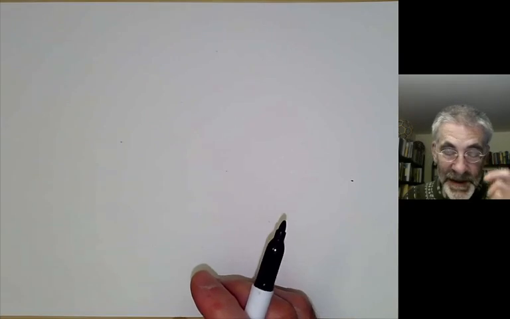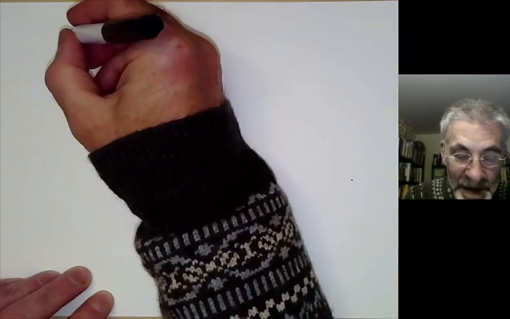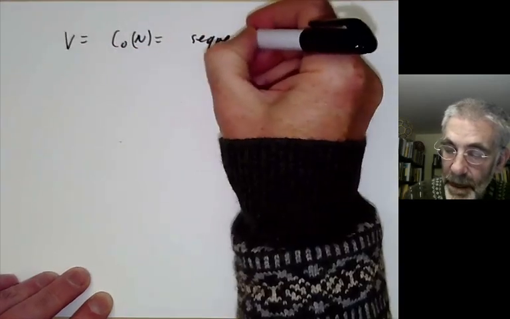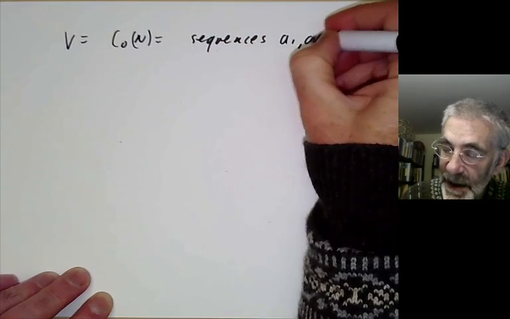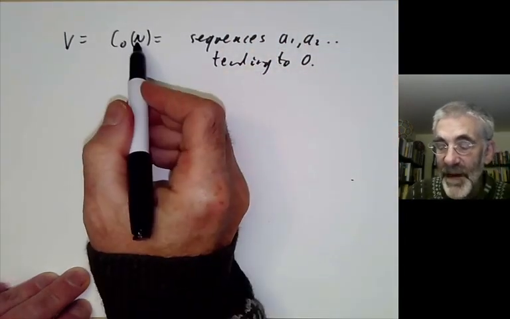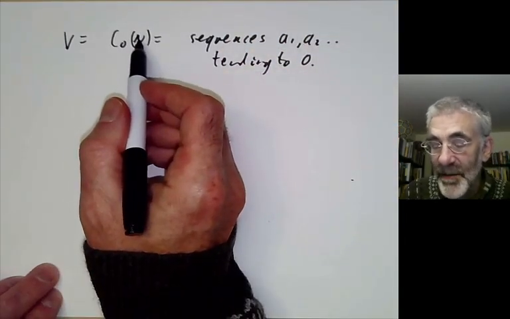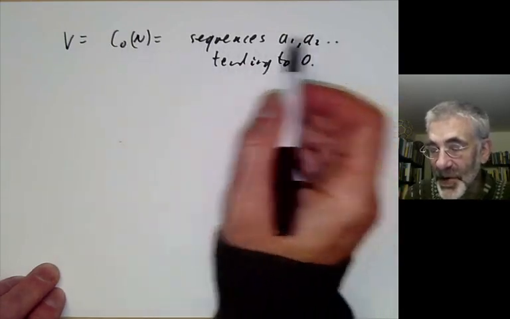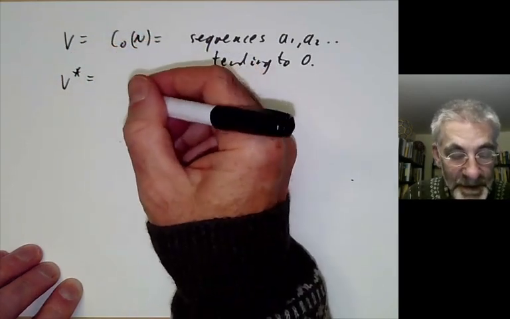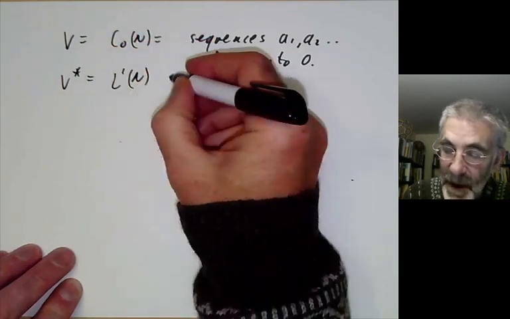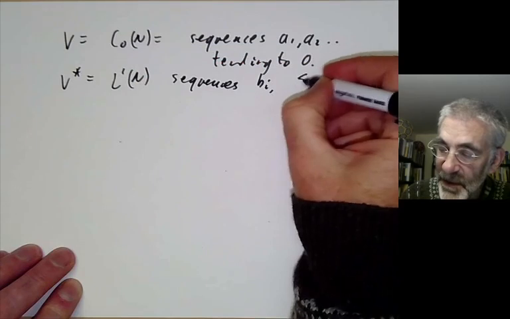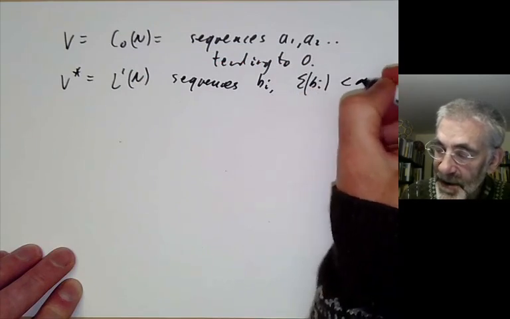However, even if you put a nice topology on them, this can still fail. For example, if you take V to be c_0 of N, which is sequences a1, a2, and so on tending to 0, or more generally, if N is some sort of locally compact space with a measure, it might be functions that vanish at infinity or something like that, then the dual of V is just L1 of N, which is sequences b_i with the sum of |b_i| being less than infinity.